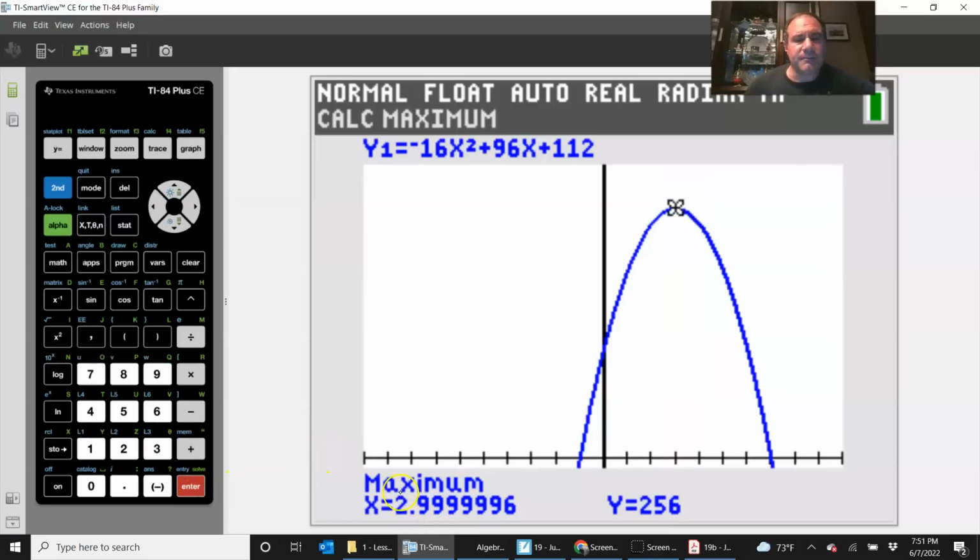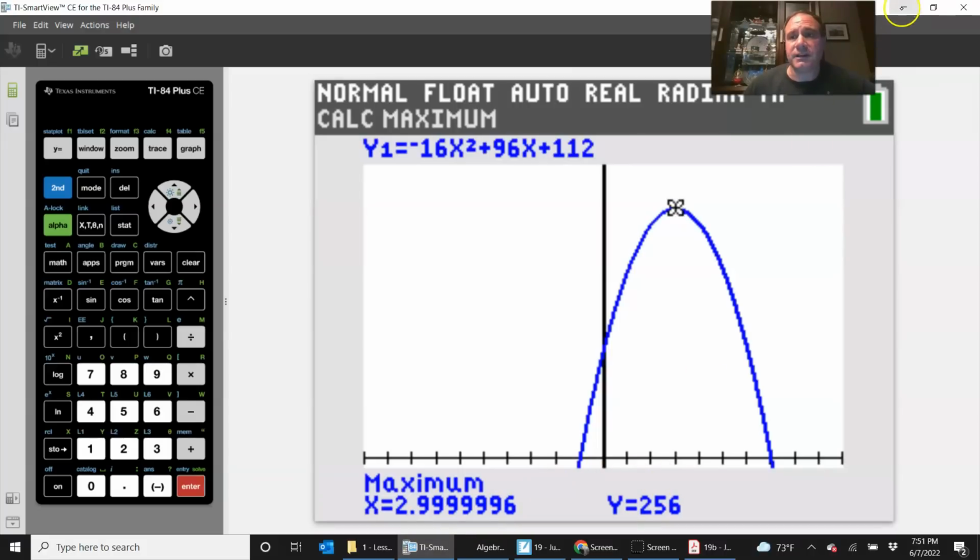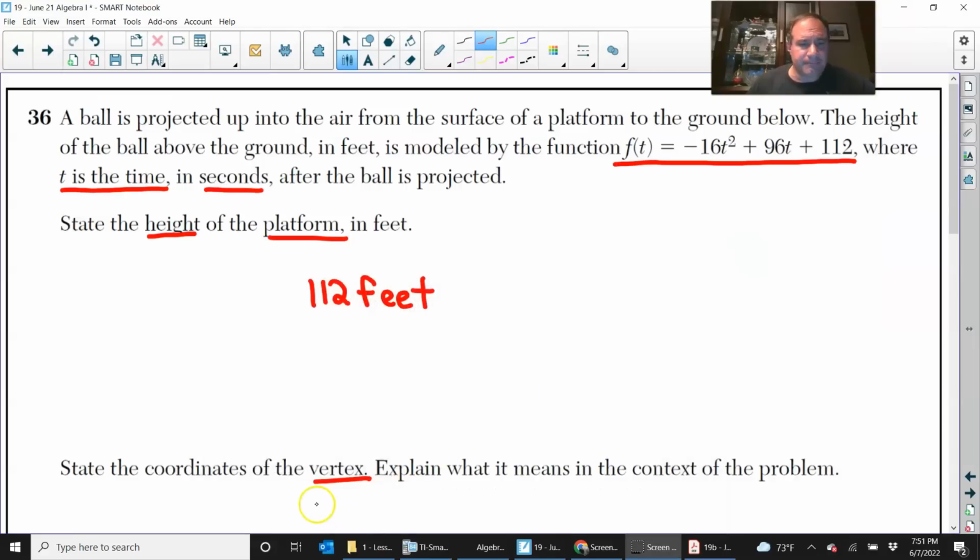The maximum is (3, 256). That is the vertex. So it's 3. Even though it's like 2.99996, it's 3, rounded to 3. This is 256. So it is (3, 256), and that is the vertex.